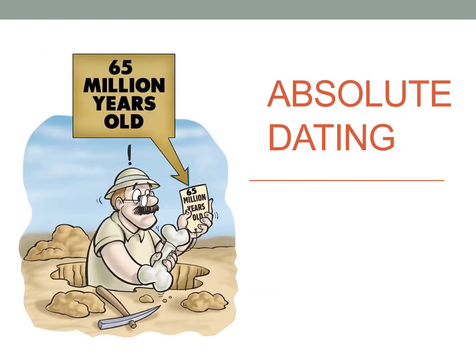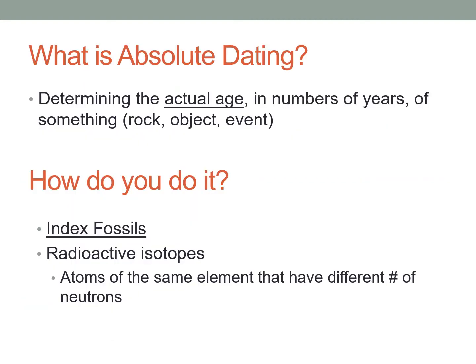So that was relative dating or relative age. Now let's talk a little bit about absolute dating or absolute age. This one, you're actually assigning an actual age or an actual number to an object or to something. So whether it's an object, an event, a rock, you're determining the actual age in numbers of years of this thing.